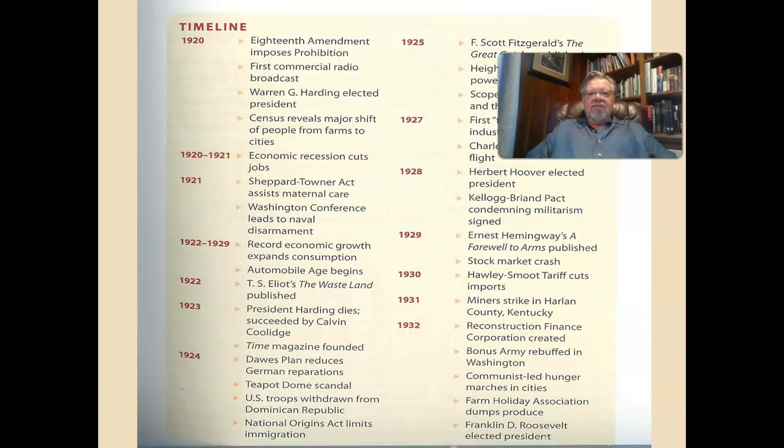The Eighteenth Amendment imposed prohibition, a big mistake. Warren G. Harding was elected president. The census revealed a major shift of people moving from farms to cities. That shift continued on. I was one of the last people to grow up on a farm. I was born in 1951 and left the farm about 18 years later.